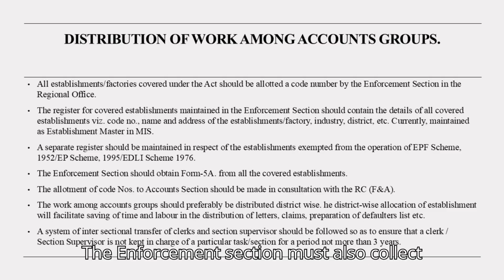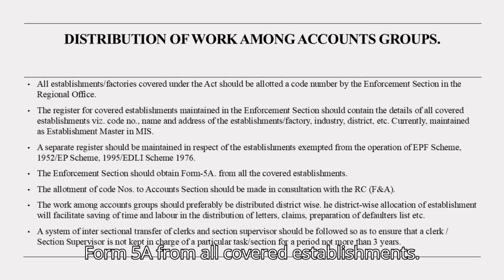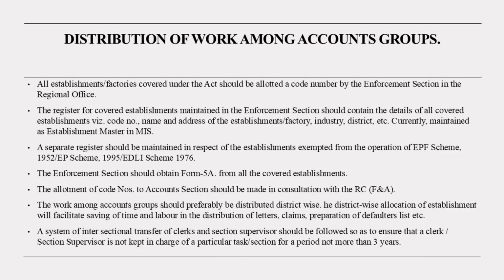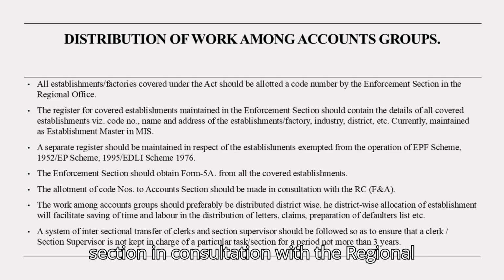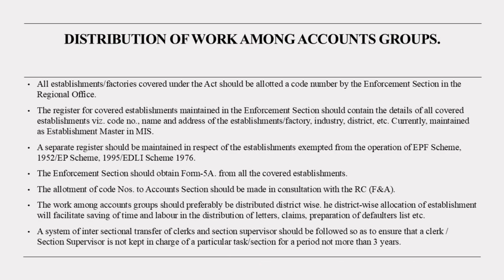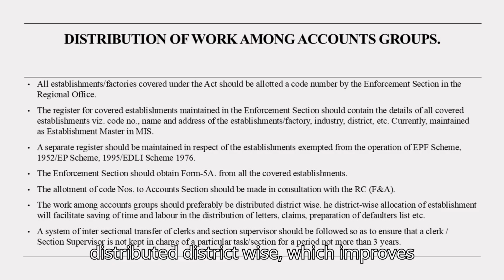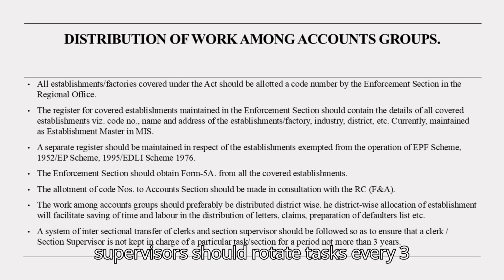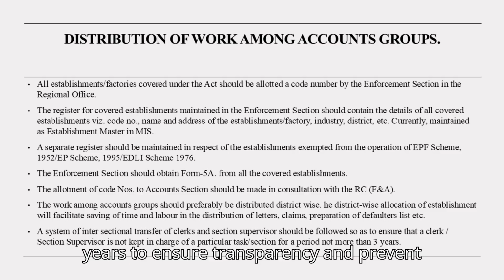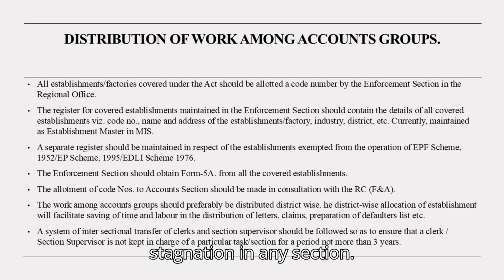The enforcement section must also collect Form 5A from all covered establishments. Code numbers are allotted to the Accounts section in consultation with the Regional Commissioner of Finance and Accounts. To streamline operations, work is distributed district-wise, which improves efficiency in processing claims, generating defaulter lists, and distributing correspondence. Additionally, clerks and section supervisors should rotate tasks every 3 years to ensure transparency and prevent stagnation in any section.